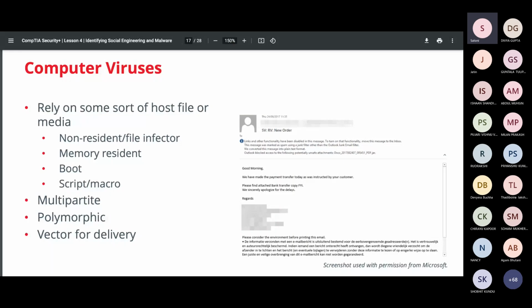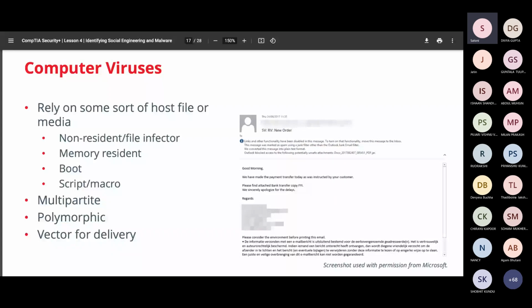So there are several types of viruses, and they are generally classified into different types by the file or the media they infect. There are different types of viruses and different classifications. They basically rely on some sort of host file or media that they target.